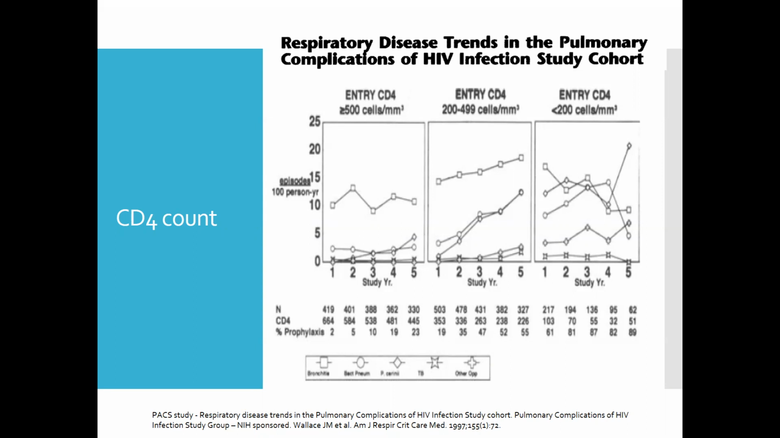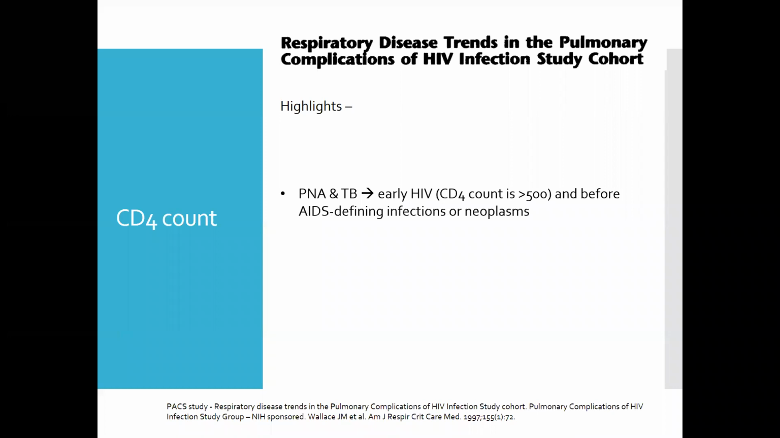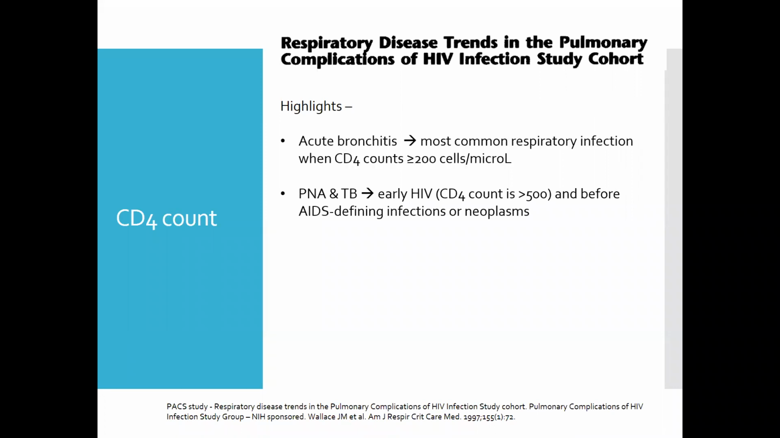I know it's a little difficult to see this, but the squares up in the first part of the graph actually represent bronchitis in general. If you turn your attention to the entry-level CD4 count less than 200, and the last part of it, we see those stars and the crosses. The crosses represent opportunistic infections in general. In terms of the overall highlights, what we recognized from the study was that acute bronchitis still remains the most common respiratory infection.